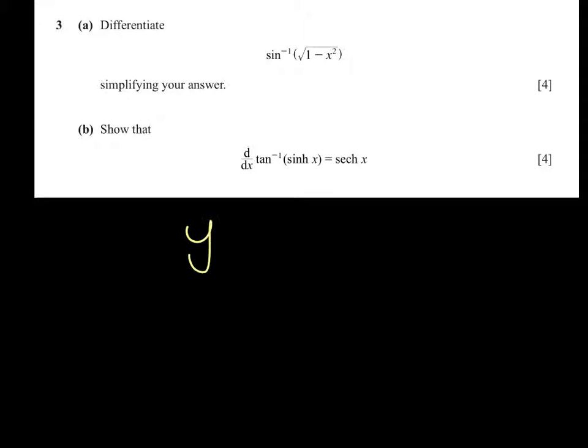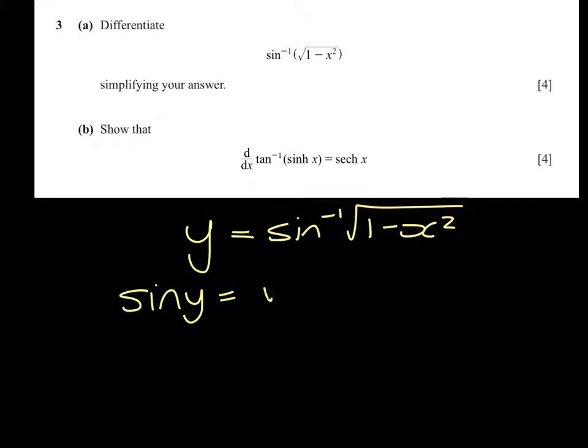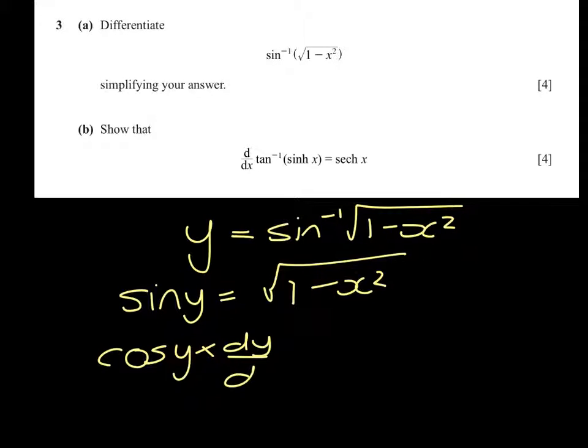So if we let y equal the inverse sine of the square root of 1 minus x squared, then the sine of y is the square root of 1 minus x squared. If we differentiate the left-hand side, we get cos y, and we have to remember to multiply by dy/dx.